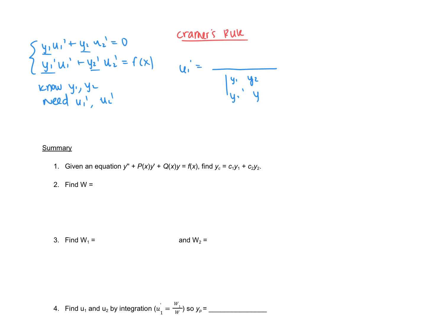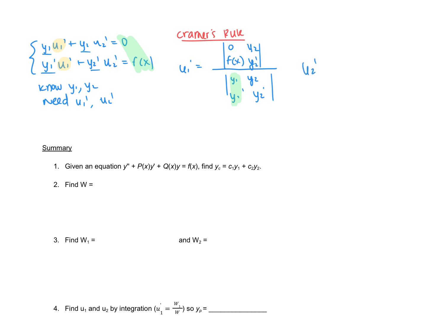y1 prime, y2 prime. And then in our numerator, if we're solving for u1 prime, we are going to take the answer and put it in place of that first column. So what we do is we have 0, we have 0 and f of x, and then just y2 and y2 prime.